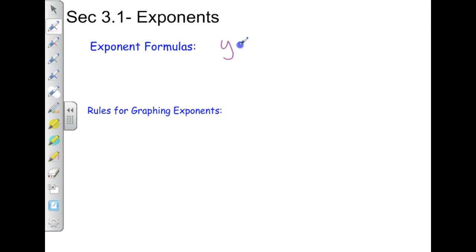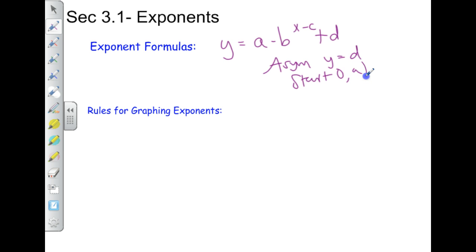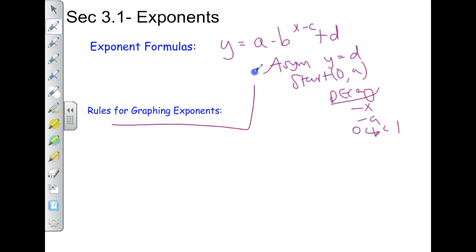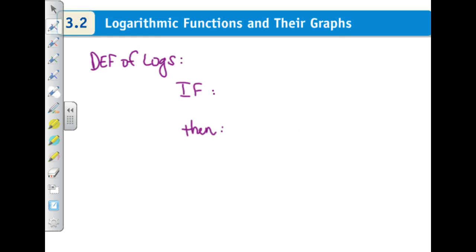Let's see. The exponential was a times b to the x minus c. There's the graph. The asymptote was always at y equals d. Our start value, if you remember correctly, was at (0, a), and then we had some decaying factors, which was the negative x, the negative a, and the b value between 0 and 1. Rules for graphing, boom, there they are. Wow, that was a little review from section 3.1.